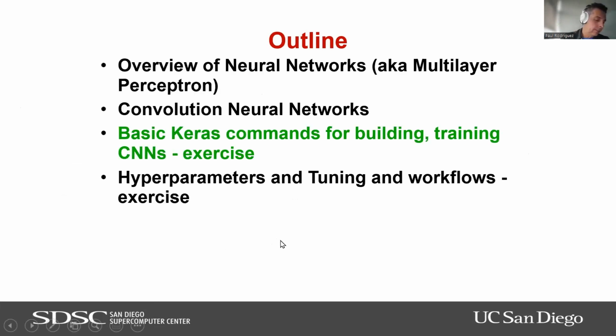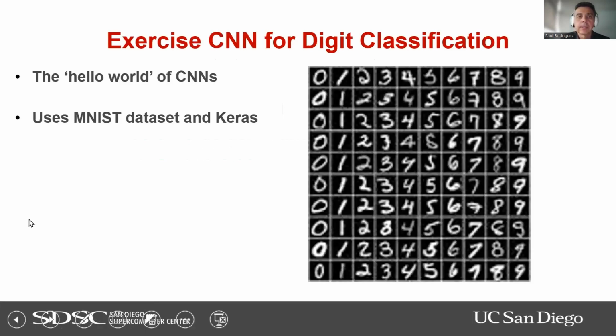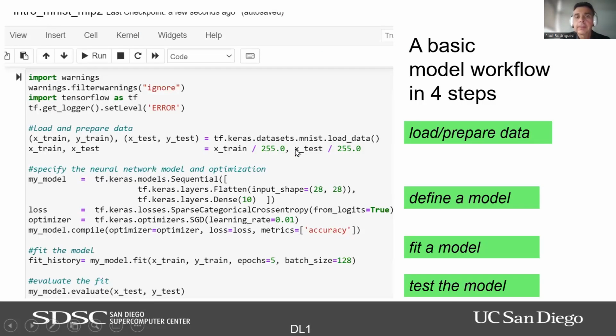Okay, so any questions there? I'm going to start talking a little bit about the Keras commands, and then we'll go into an exercise. Our exercise is going to be a convolution network example on the digit classification. As I said before, this is called MNIST. We're going to be using Keras, and I'll talk about the code in a second.